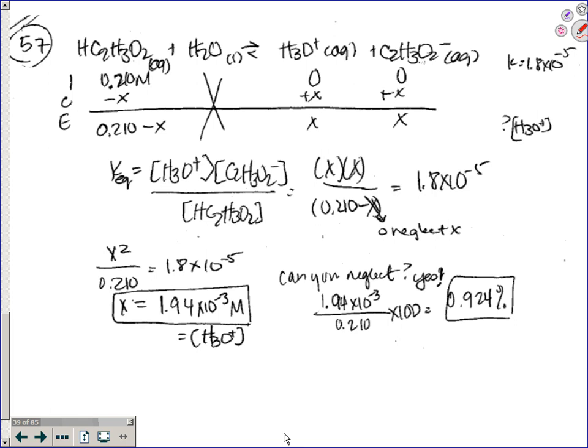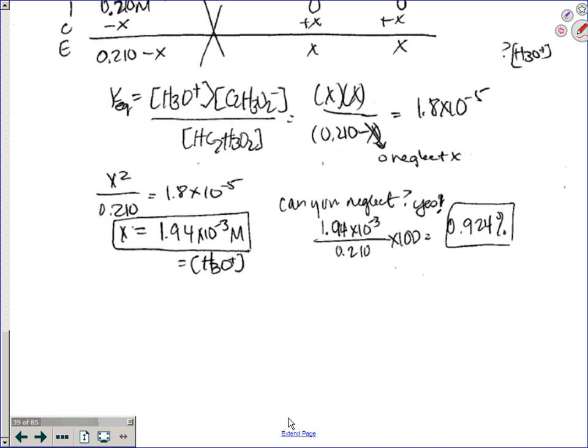And so mathematically, how are you guys solving this? Multiply by the denominator and square root. So then after you get your value, the 1.94 times 10 to the negative third, you still have to verify you're able to neglect X. So you divide it by the smallest number you would have subtracted from. And that gives you your ability, because it is smaller than 5.